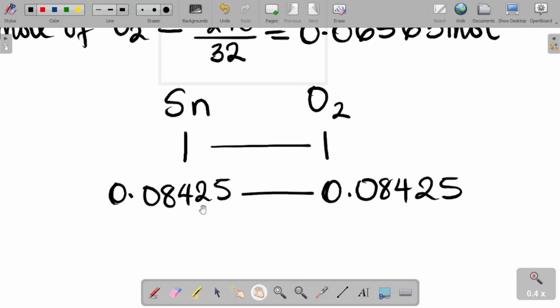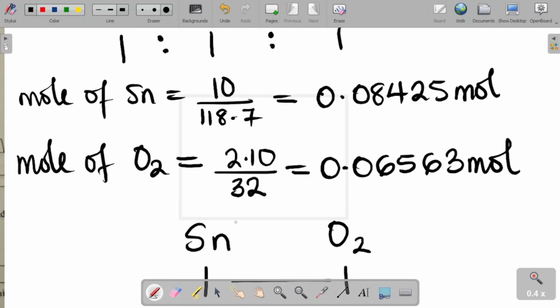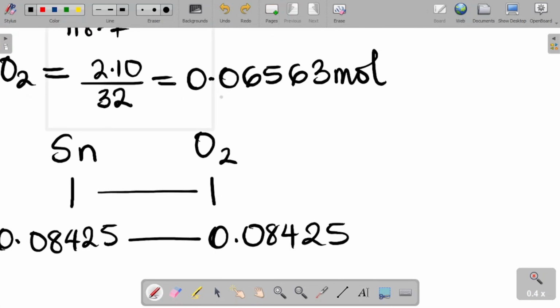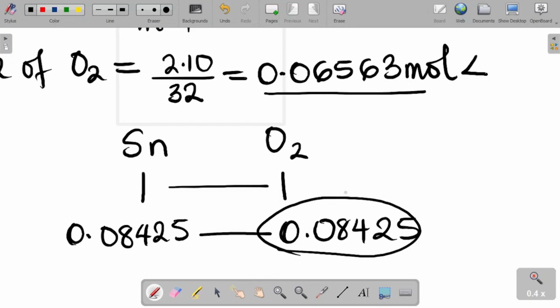In an actual sense, if 1 mole of tin is needed to react with 1 mole of oxygen, then 0.08425 mole of tin will also be needed to react with 0.08425 of oxygen. But looking at this, from the available mass, we have just 2.1 gram of oxygen, and that translates to 0.06563 moles. What does it mean? It means that this value is not sufficient, because it is less than the required amount. In essence, this becomes the limiting reagent. It's not up to the amount of moles I would need. So it becomes the limiting reagent.